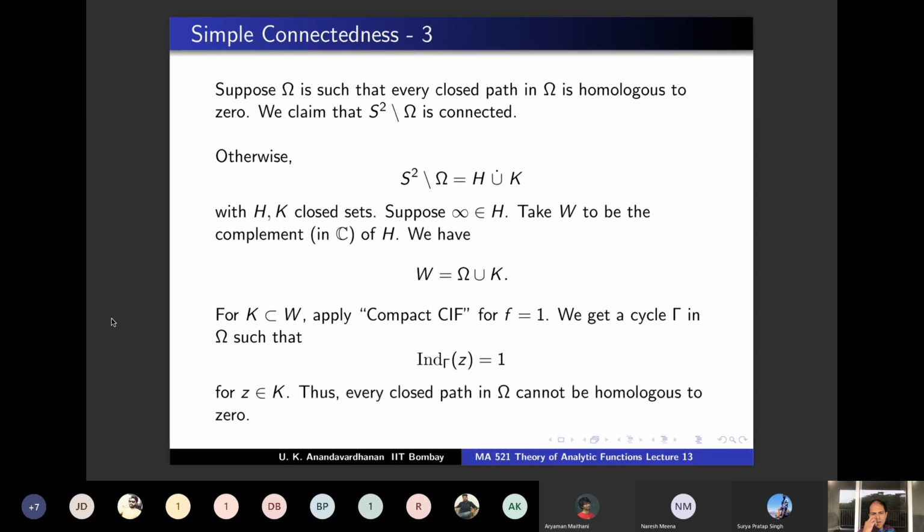So it's a proof of compact CIF, or you can apply the final formula for f equal to 1. So you would have got such a curve, and therefore the claim that every closed path in omega is homologous to 0 is not correct, because you have got a cycle which is not homologous to 0. A cycle comprises of closed paths. So if every closed path is homologous to 0, then every cycle is homologous to 0, but that's not true. You have got a cycle which is not homologous to 0 in omega. So that proves the claim that S2 minus omega is connected. Otherwise, you have got a contradiction. Okay, so this is the next characterization, that S2 minus omega is connected.